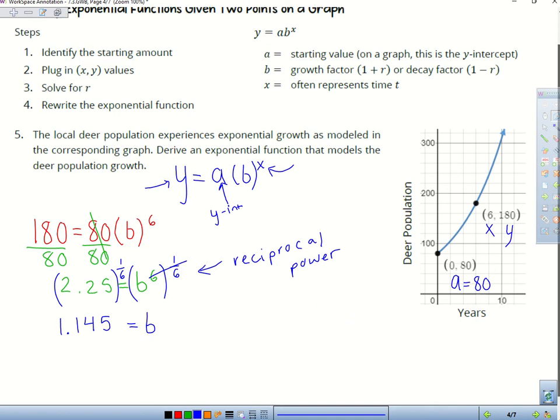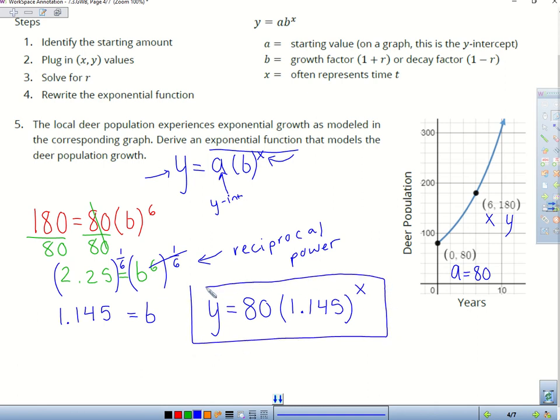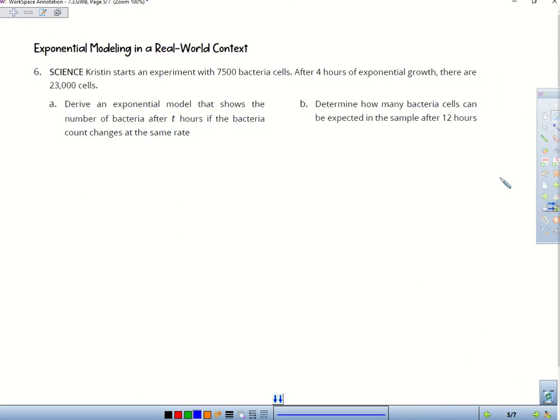So here's how you write your final answer, because they want to know what the exponential function is. It's going to be y equals whatever our a was times our b to the power of x. So we just used the formula, but we plug in a and b into it. So now we just came up with our own formula to model that exponential situation. So that was pretty cool. You only need 2 points to model an exponent. Anybody have any questions about that? All right, we're going to try another exponential modeling problem.